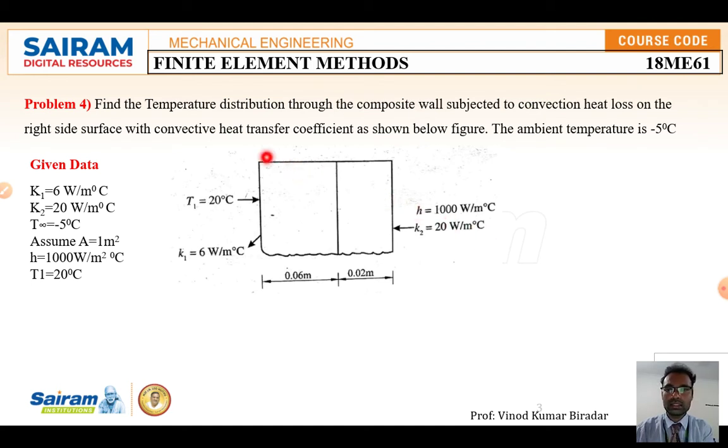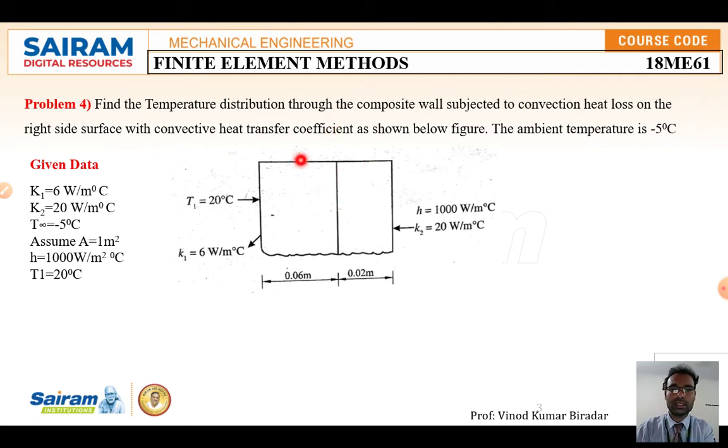Look at this, they gave this figure in the question itself. It is made up of two elements: this is the first element, this is the second element. They gave the ambient temperature as -5 degrees centigrade. The surface temperature at the beginning, the first point, T1, is equal to 20 degrees centigrade. They are asking to find the temperature distribution through the composite wall.